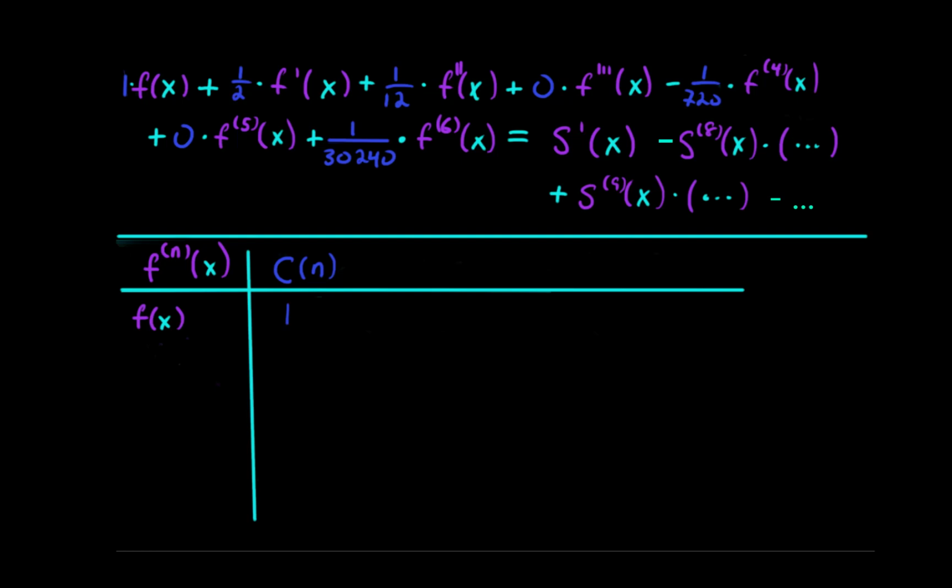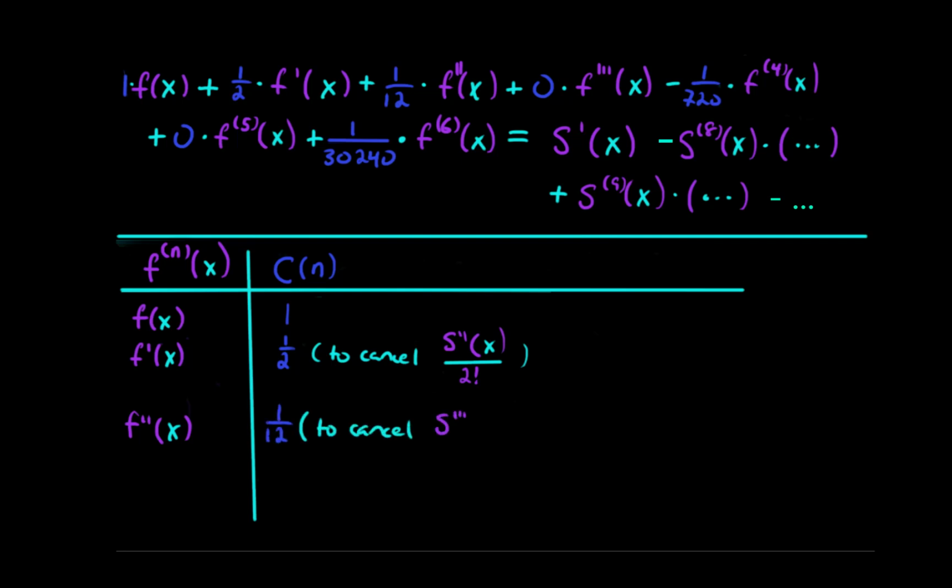And you may recall that we found that coefficient in our efforts to cancel out the term s double prime of x over 2 factorial from the Taylor series for f of x. Next, for f double prime of x, our coefficient is 1/12, and we got that by canceling out the term s triple prime of x times 1 over 3 factorial minus 1 over 2 times 2 factorial.